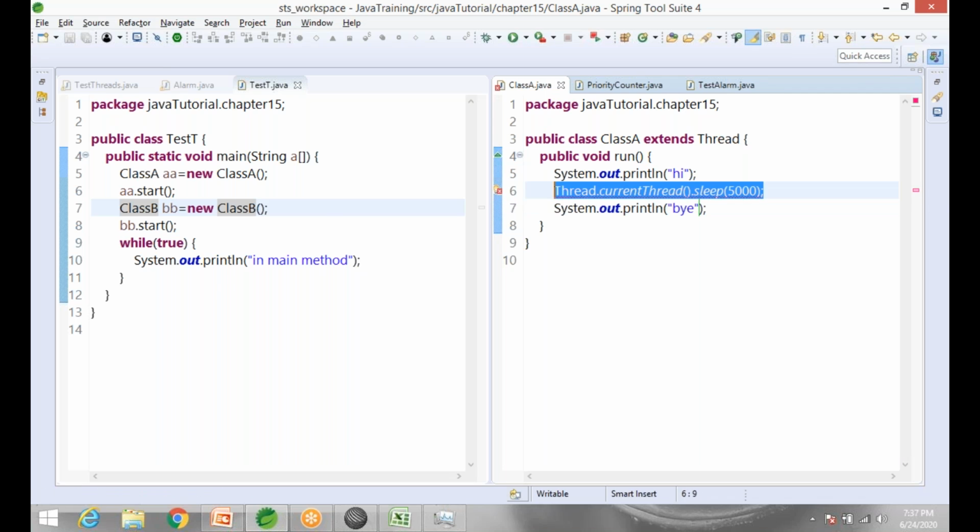This thread will be in a timed waiting now. Okay, now there is an error. Unhandled exception, interrupted exception. So what kind of exception is this? Is it a compile time or a runtime? Compile time. Checked. It is a checked exception or a compile time exception. Whenever you have a compile time exception, you have to take action right then.